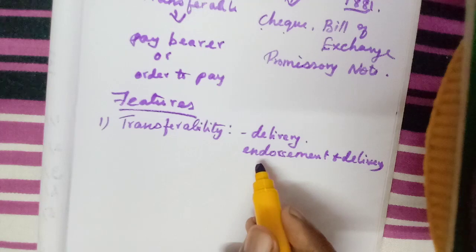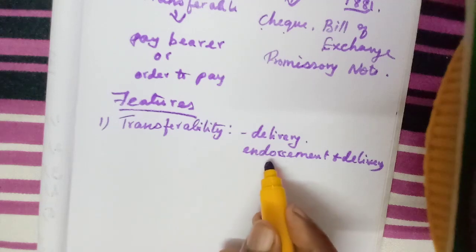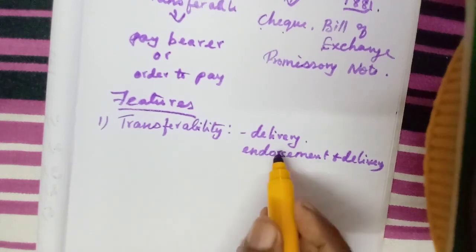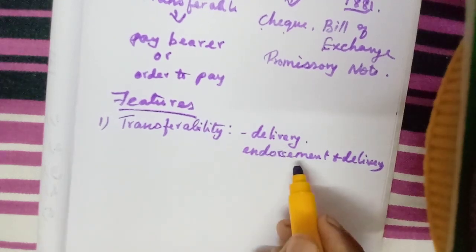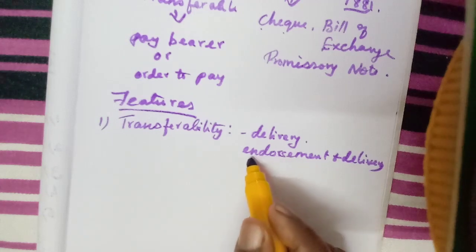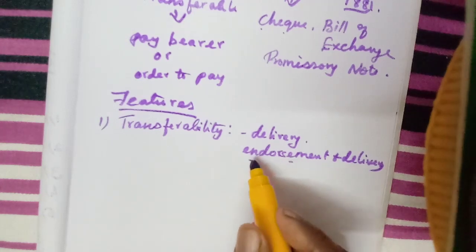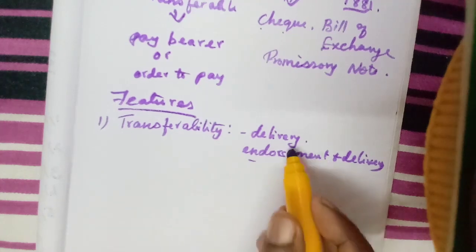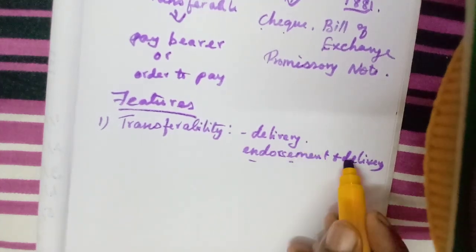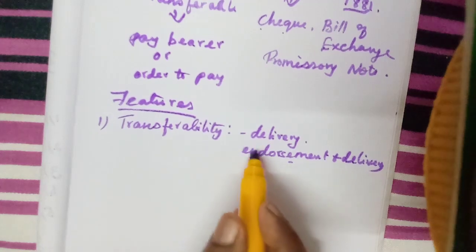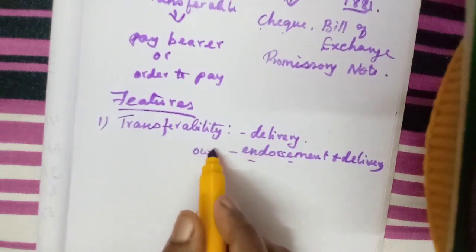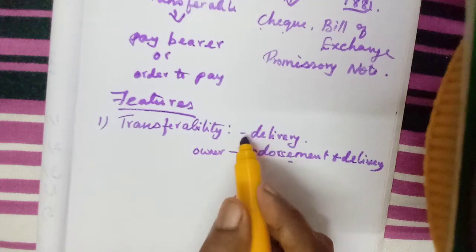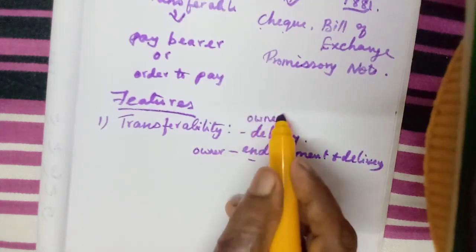Endorsement is when I write at the back of the instrument to whom I am transferring that instrument. They will check at the back of the check, and to that person they will pay the amount. Then I will write this, called endorsement, the transfer of title of ownership to another person, and we will deliver that document also to that person. So that person will be the owner. When we deliver, the ownership is transferred.